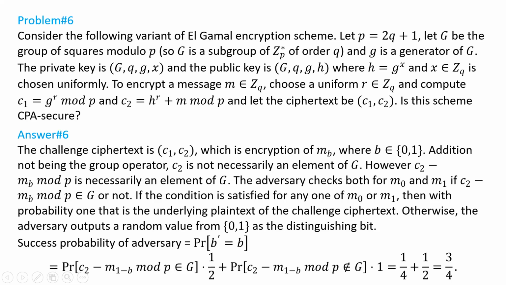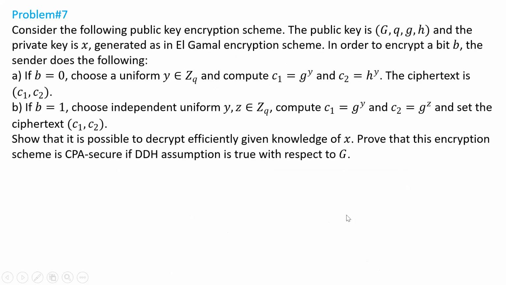So this part becomes half into half, plus the second part becomes half into 1. So this is 1 by 4 plus half, which gives us 3 by 4, which is not negligible. So with non-negligible probability, the adversary is able to distinguish the encryption of M0 from the encryption of M1. So we conclude that this scheme is not CPA secure.